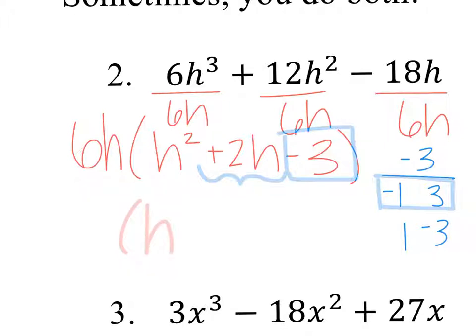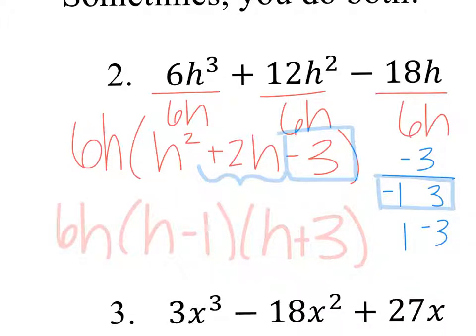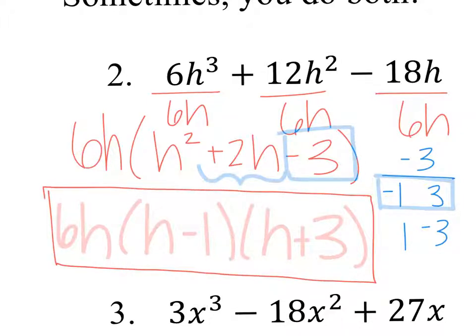Okay, so I'd have h minus 1, h plus 3, right? Is that my final answer? Why not? Good, I forgot to multiply by my 6h, which is super duper important. So this right here would be my final answer. Okay?